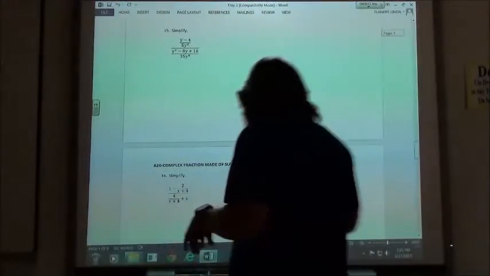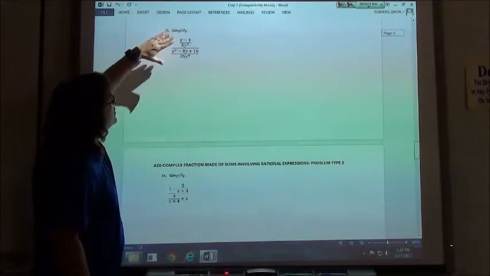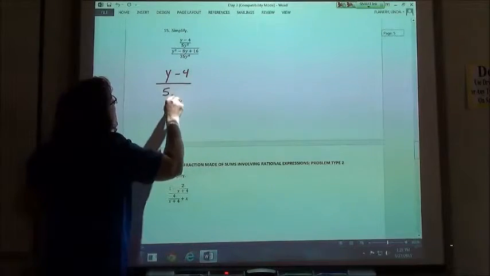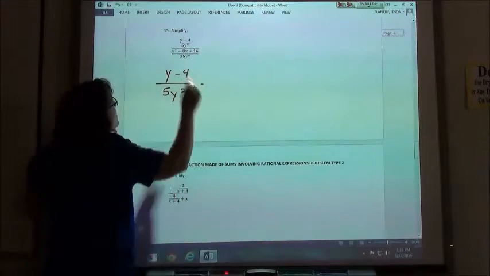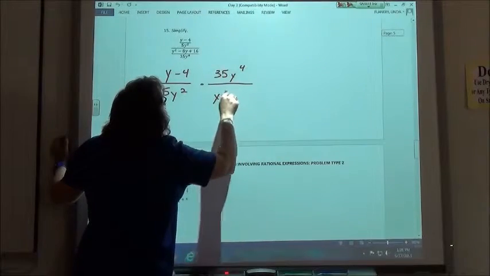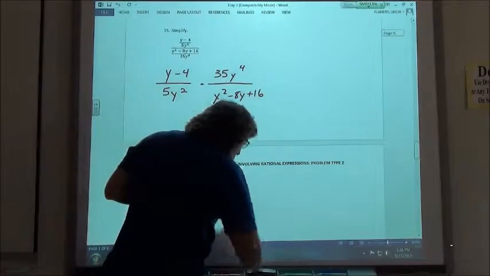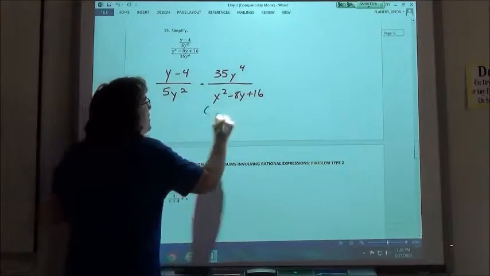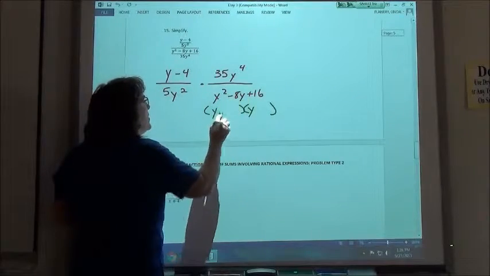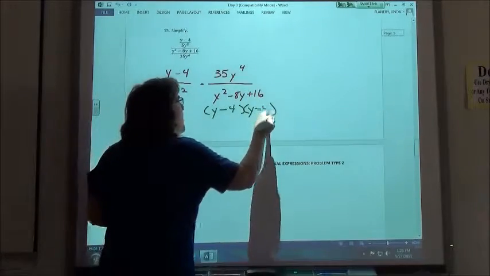Number 15, again, we're dividing fractions here. We have a complex fraction, a fraction divided by another fraction, so we're going to have (y - 4)/(5y²). We're going to multiply by the reciprocal, so 35y⁴ over y² - 8y + 16. Again, we can't do a whole lot of factoring, but we can factor the bottom of this one. y and y, since the end is positive, they're both the same as the middle, a negative and a negative. Factors of 16 that add up to 8: 4 and 4.